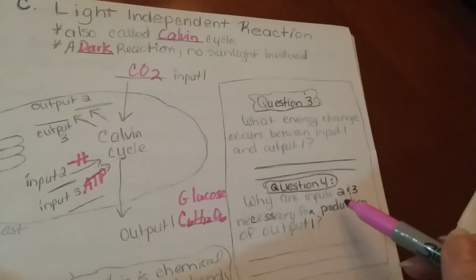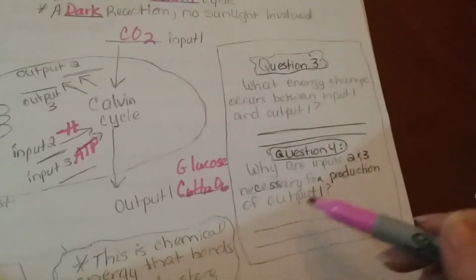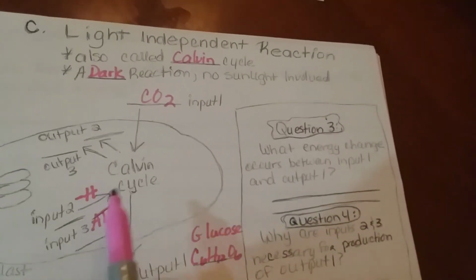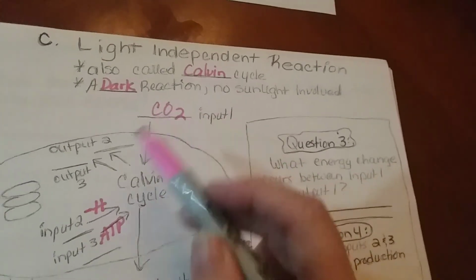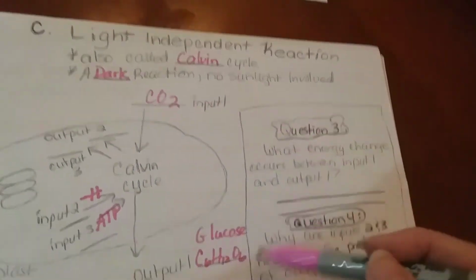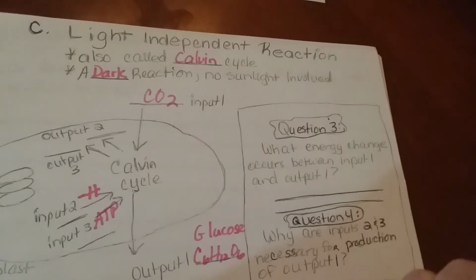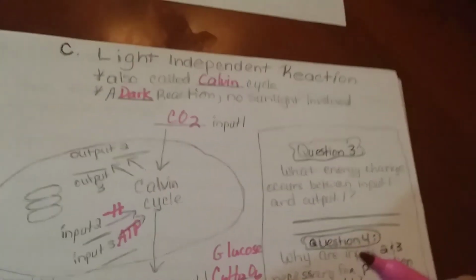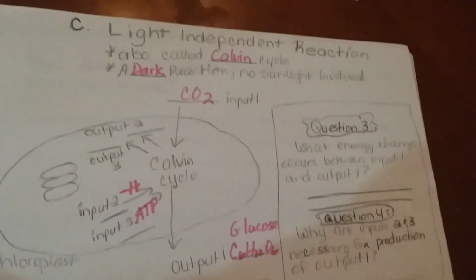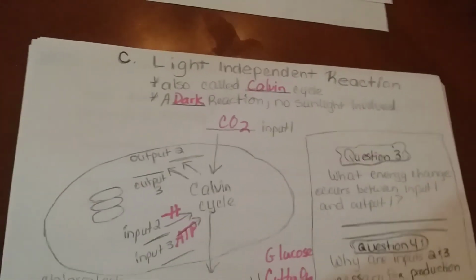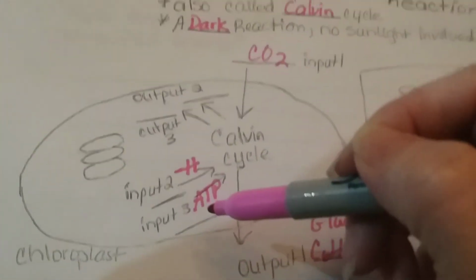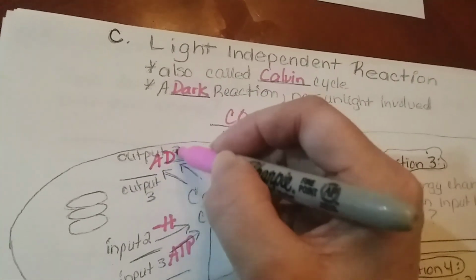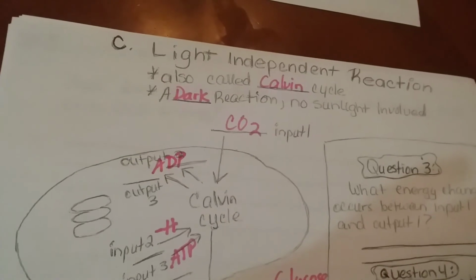Why are inputs 2 and 3 necessary for production of this glucose? Well, that is because we didn't have hydrogen and CO2. We had to have the hydrogen to get this particular combination. The energy had to be supplied for any chemical process to occur. So that's why you would have to explain right here. To finish filling this out, ATP is used, and so that becomes ADP. That's part of our cycle that we talked about.